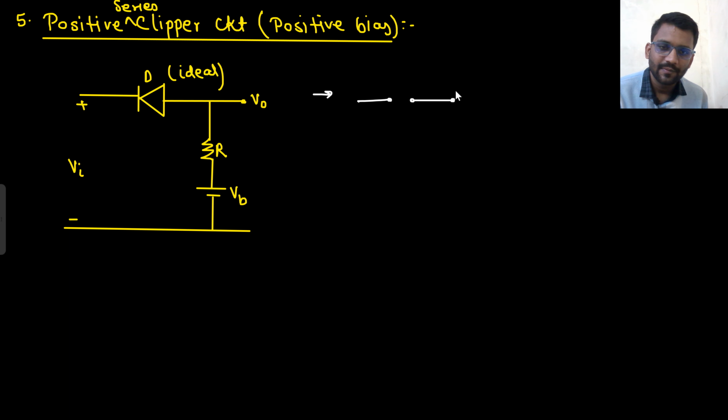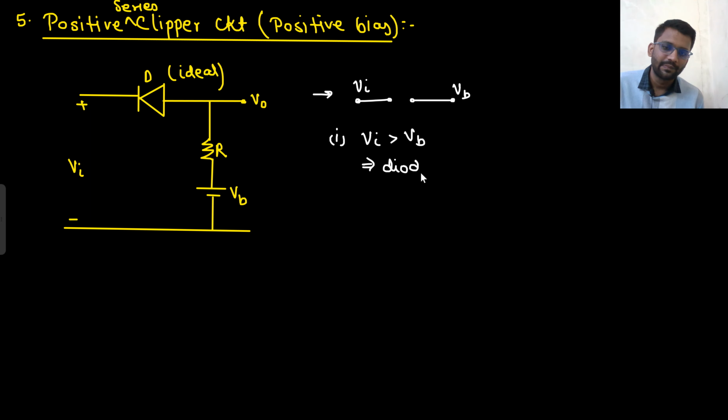This point is VB and this point is V in. First, when V in is greater than VB, that means the N side has more potential and the P side has less potential. That means the diode will be off. If the diode is off, no current flows through the resistor, so V naught will be equal to VB only.